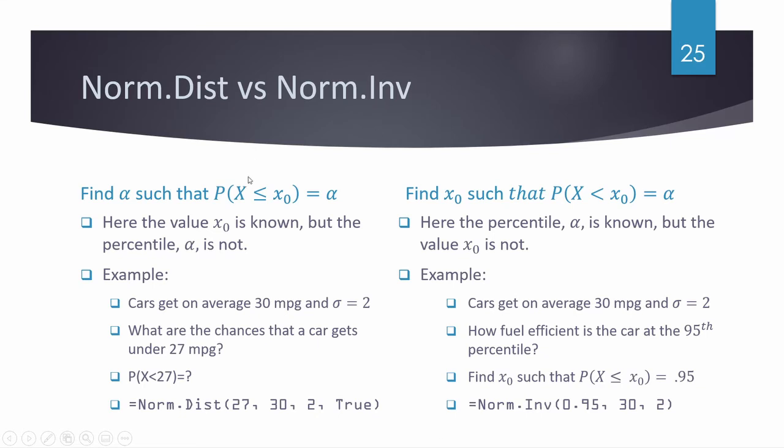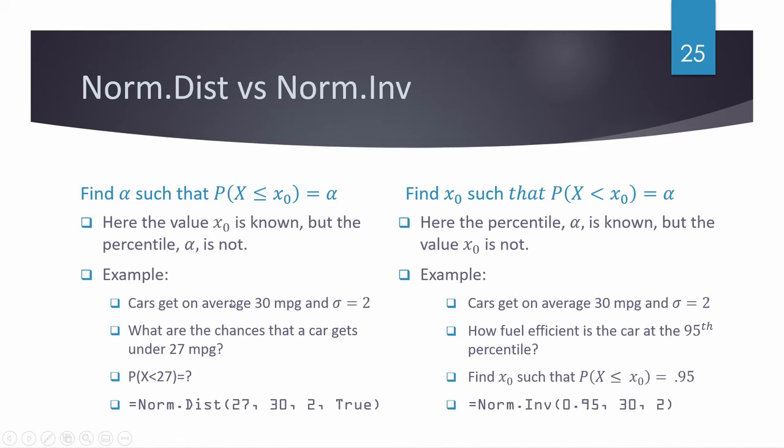Here's an example of when you might use norm.dist versus norm.inverse. The formal statement is here. On the left-hand side, this is going to be an application for norm.dist. And to identify whether you're going to be using norm.dist or norm.inverse, you just need to figure out, am I trying to calculate a probability? If that's the case, I'm going to use norm.dist. Or am I trying to find a value of a random variable? If that's the case, we're going to use norm.inverse.